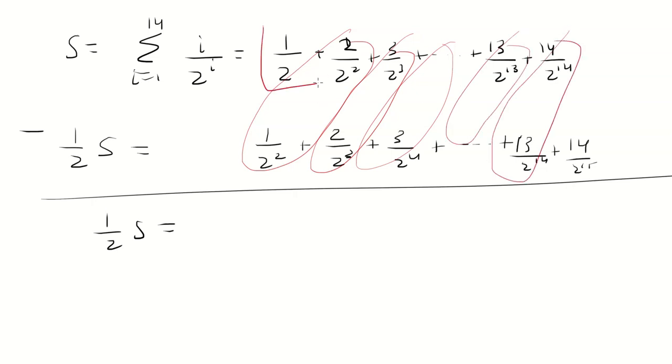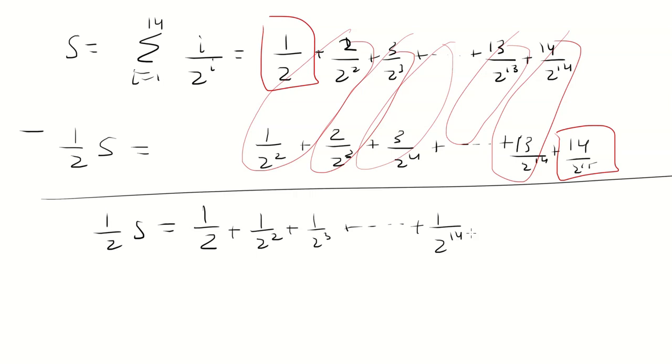So these two are just going to drop as they are. So the 1/2 comes down, and then 2 over 2 squared minus 1 over 2 squared is 1 over 2 squared. 3 over 2 cubed minus 2 over 2 cubed is 1 over 2 cubed. All the way up to 14 over 2 to the 14th minus 13 over 2 to the 14th is 1 over 2 to the 14th. And then this 14 over 2 to the 15th, we're subtracting, so that comes out as a negative.